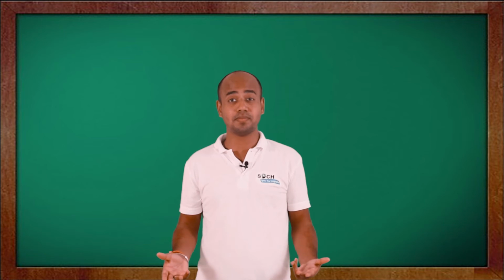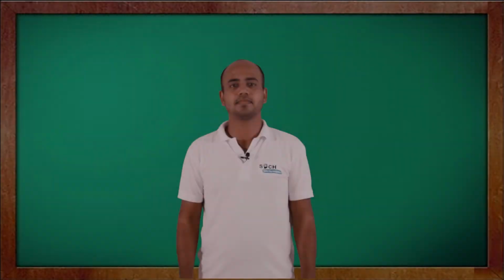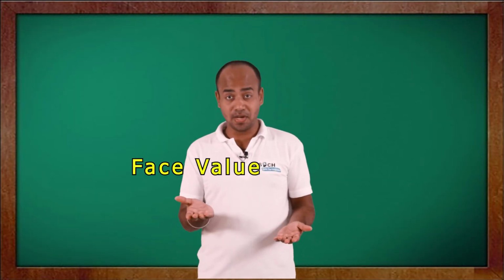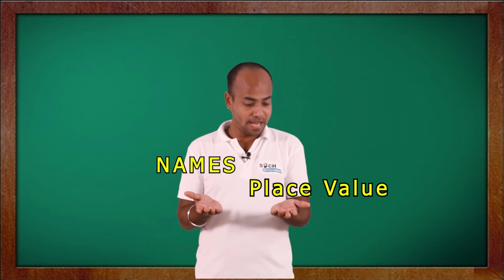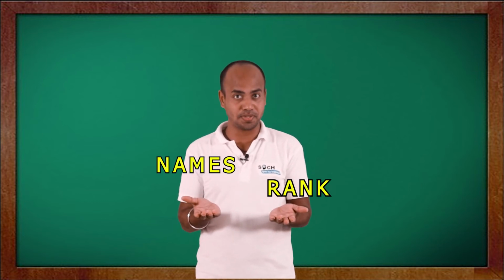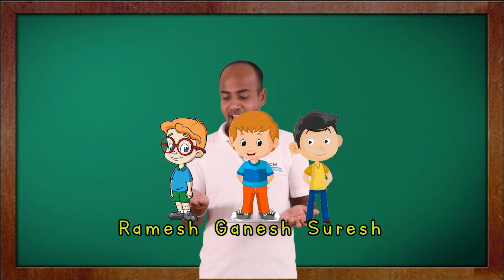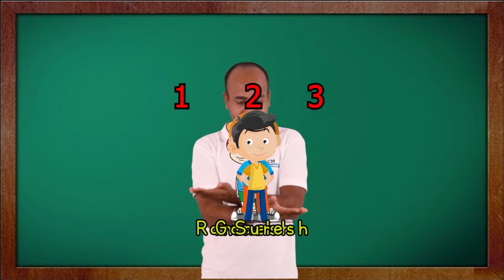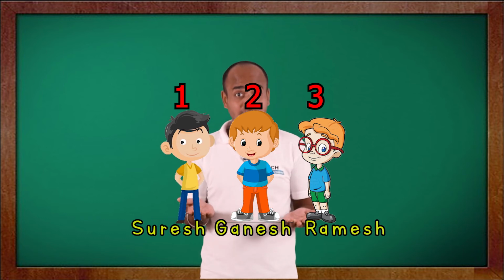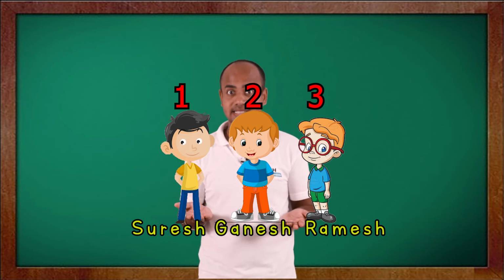Let's talk about more terms. Face value, place value, numeration. Now let's understand face value and place value. Face value with respect to names of 3 students and place value with respect to rank of 3 students. 3 बच्चे हैं, रमेश, गणेश and सुरेश, ranked as 1, 2 and 3. अगर मैं इन बच्चों के पोजीशन चेंज कर देता हूं, so would that change their name? No. So face value remains the same, whereas the position changes, therefore place value changes.